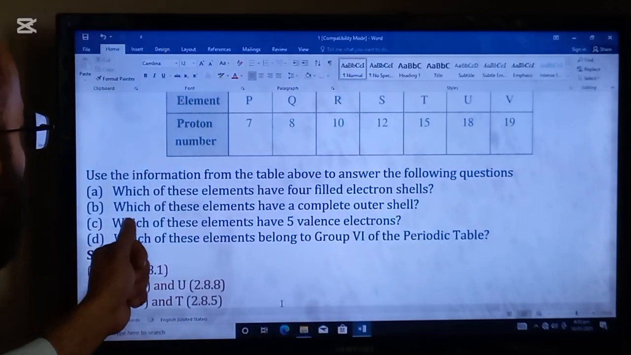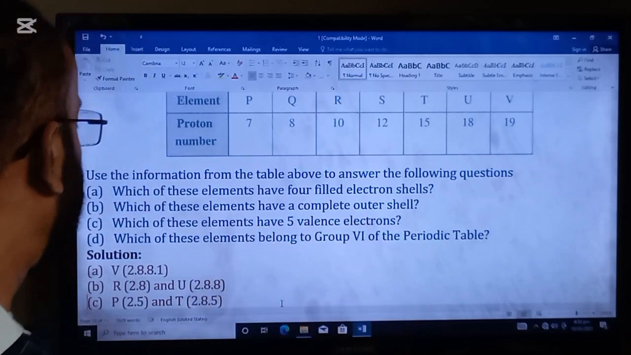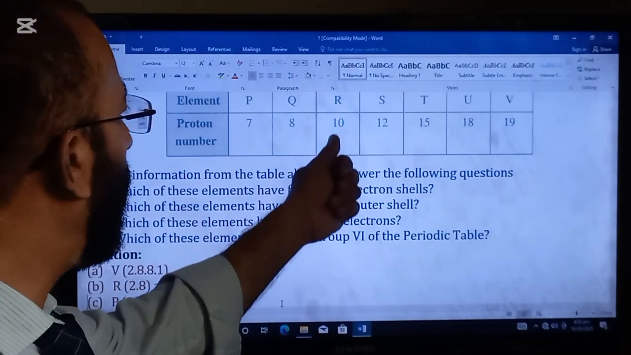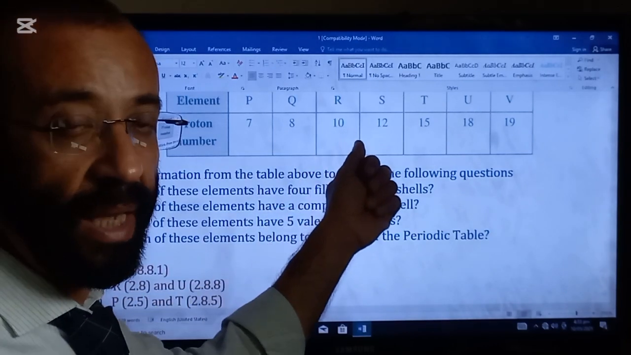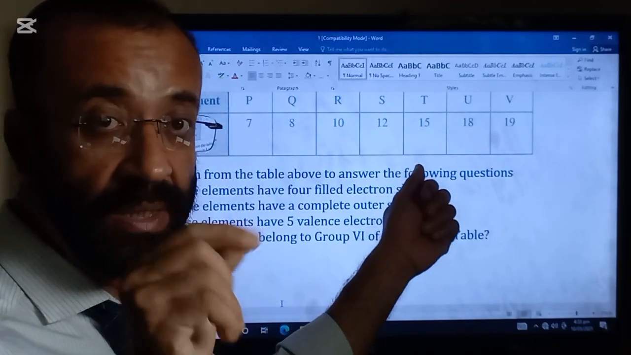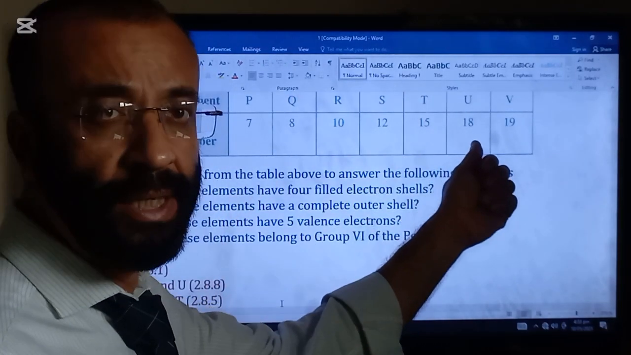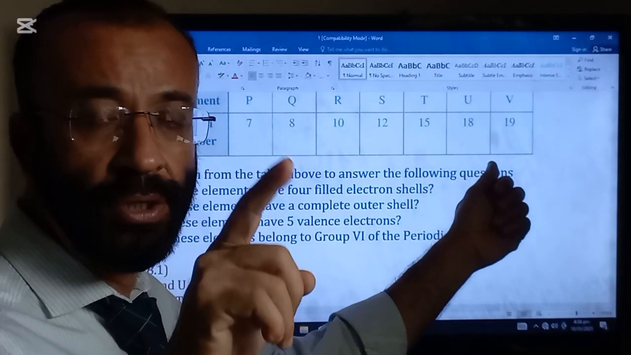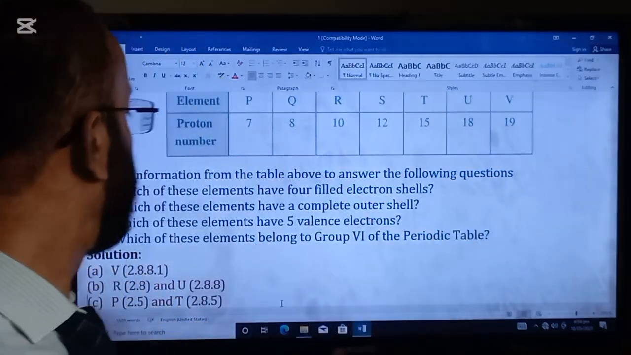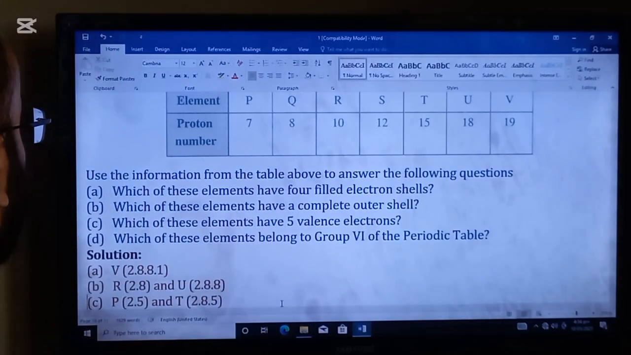The second requirement is which of these elements have a complete outer shell. So we can see R and U, because R has proton number 10, so the electron configuration will be 2, 8. So the outer shell is completely filled. And U, 18, the electron configuration will be 2, 8, 8. So the outermost shell is completely filled. So this is the answer of part B.